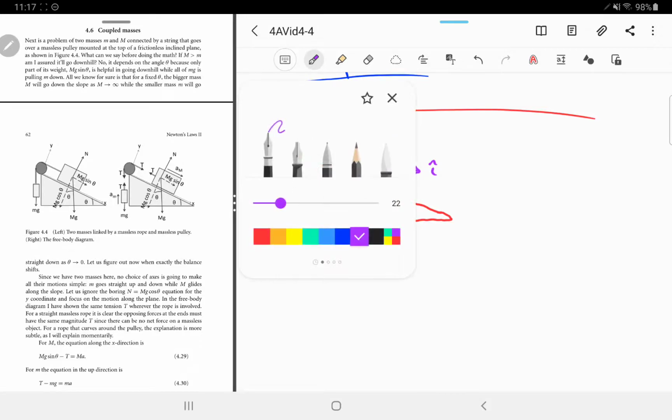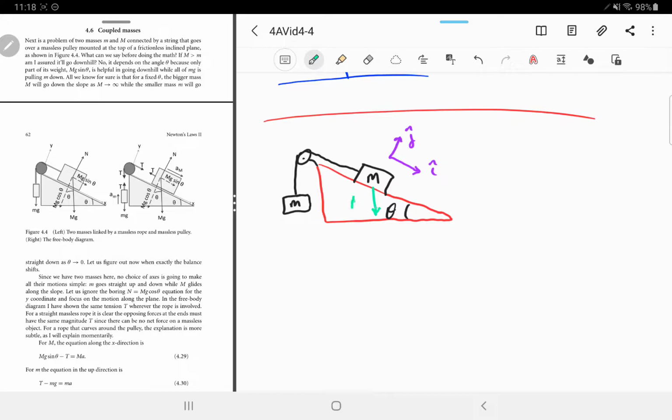So let me draw a free body diagram for both of these blocks. For capital M, we have capital Mg and the normal force from the ramp, and then the tension, T, is pulling back on capital M. So those are the three forces for capital M. For lowercase m, there's only two: the same tension, and I'll explain later why the tensions are the same. The tension's going up, and lowercase mg is pointing down. So two forces on the free body diagram for lowercase m, three forces for capital M.